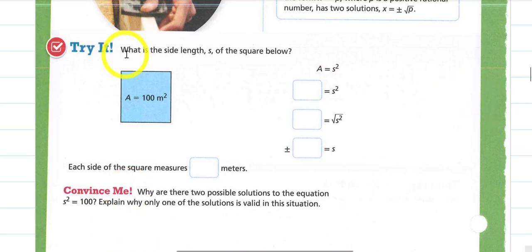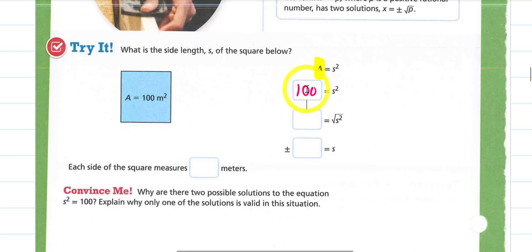All right, so we're given this square here, and they're asking us what is the side length of the square below. So since it's a square and it's meters squared, we know that we're going to have to find the square root of 100. So first thing you do is you want to plug the 100 into the formula. That's the area. So here, in place of the A, we're given that the area is 100, so we just write 100 here.